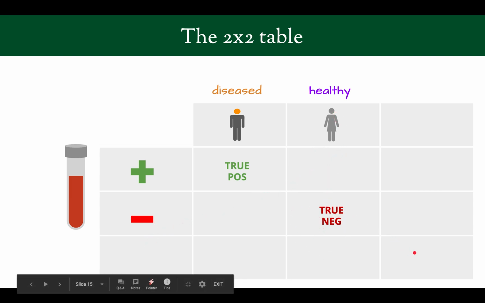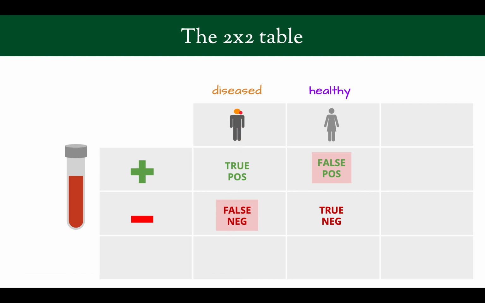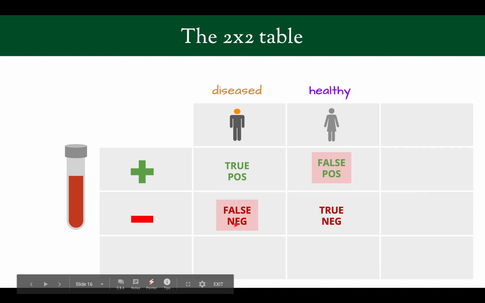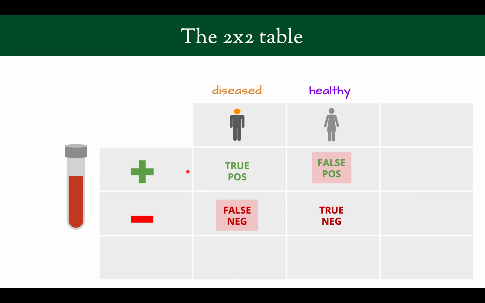And we also have two ways to be wrong, right? The false negative and the false positive. So here, if a test is negative and they do have the disease, then that's a false negative, right? And if the test is positive, so we would expect them to have the disease, but they don't have the disease, that is a false positive. So those are the two ways that we are wrong.